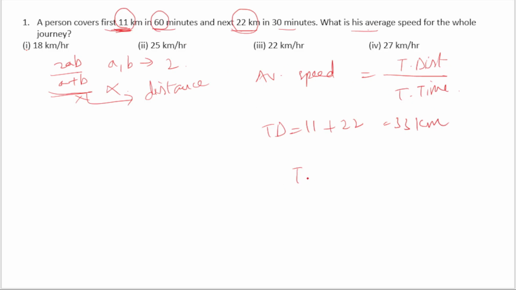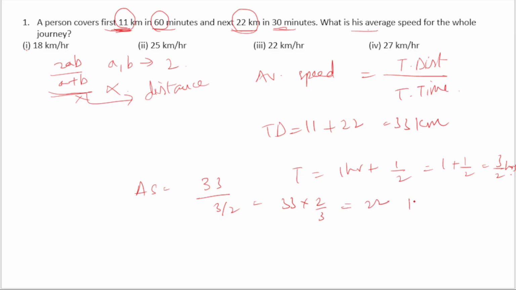And what is the time taken in the first case? It is 60 minutes, that means 1 hour. And in the second case, the time taken is 30 minutes, that means half an hour. It is 1 plus 1 by 2, it is 3 by 2 hours. So what is the average speed here? Average speed is equal to total distance, 33, divided by total time taken, 3 by 2. It is 33 into 2 by 3. It is 22 kilometers per hour. So this is the third option.